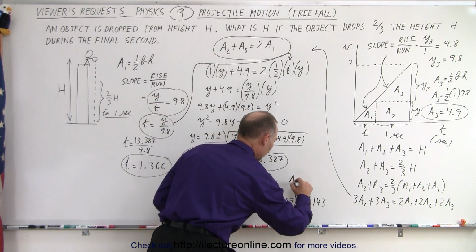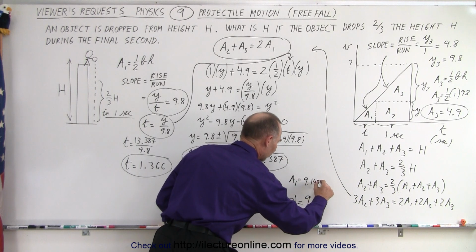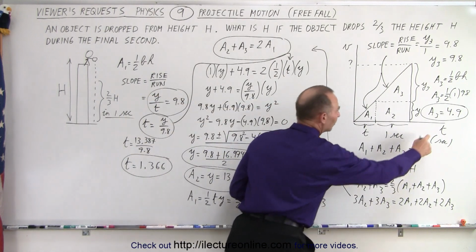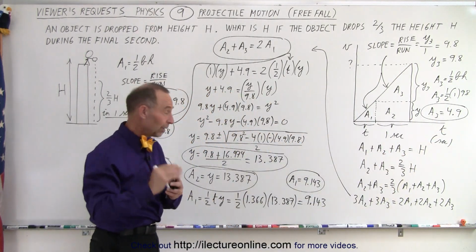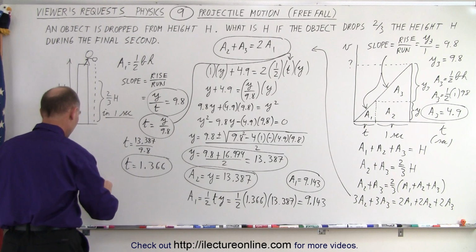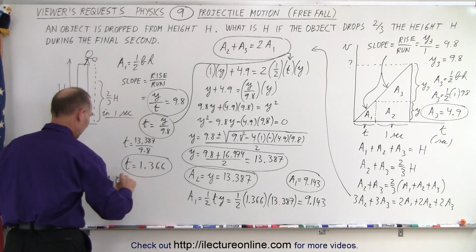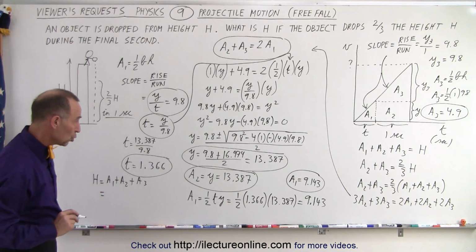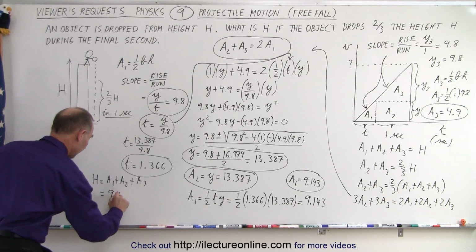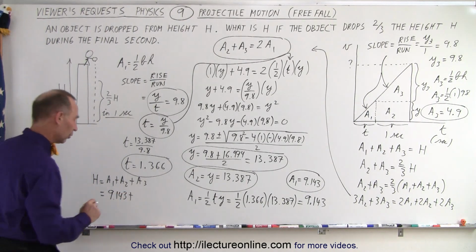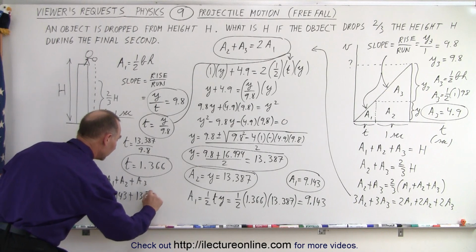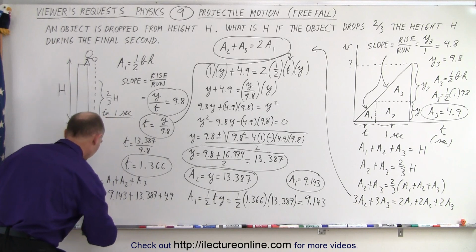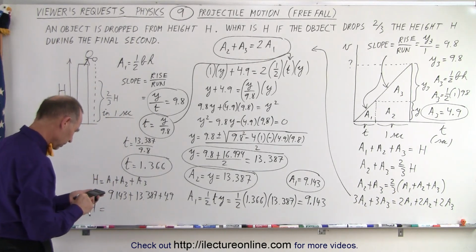So A1 is equal to 9.143. A2 is equal to 13.387. A3 is equal to 4.9. Now the total height is simply the sum of the three. So H is equal to A1 plus A2 plus A3, which is equal to 9.143 plus A2, 13.387, plus A3, 4.9.